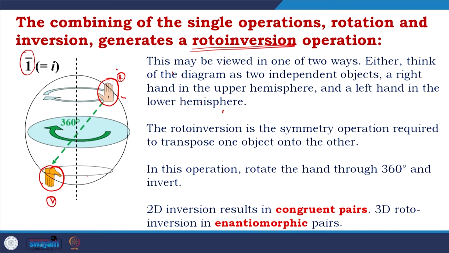Remember, I did not talk about the congruent pair, but I told when that time will come. Now, it is the time when we are converting ourselves from 2D to 3D, because we always do 2D because 2D is easy to understand, but we have to do 3D because 3D is the actual real system. So, in 2D inversion results in congruent pairs, roto inversion in 3D in enantiomorphic pairs.